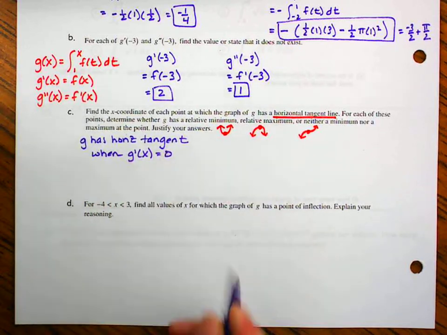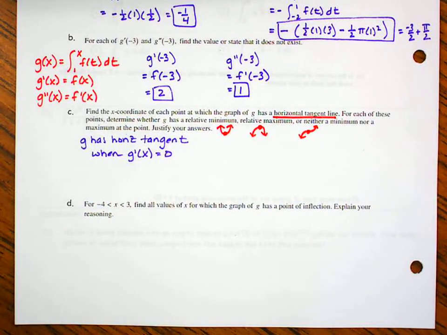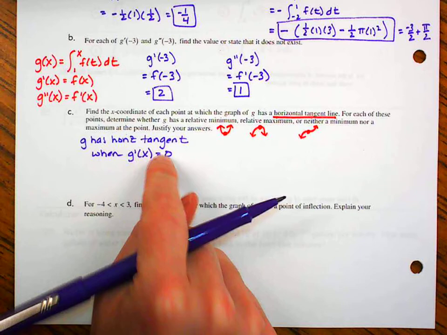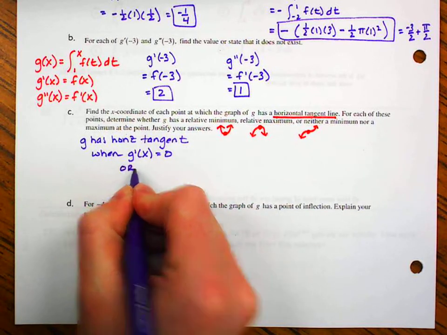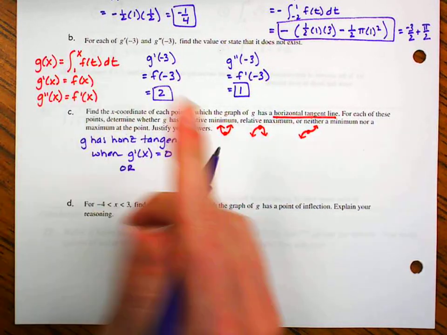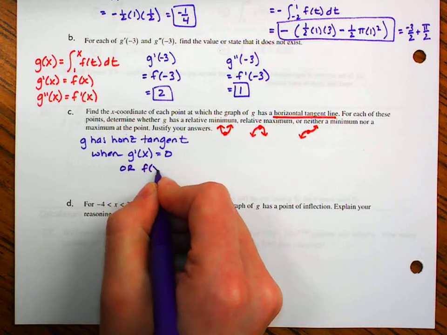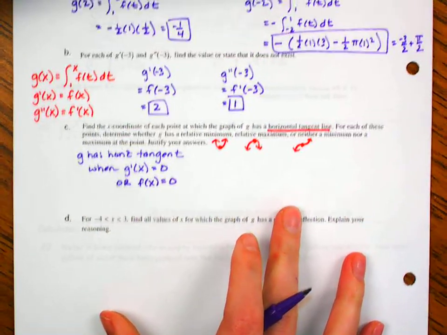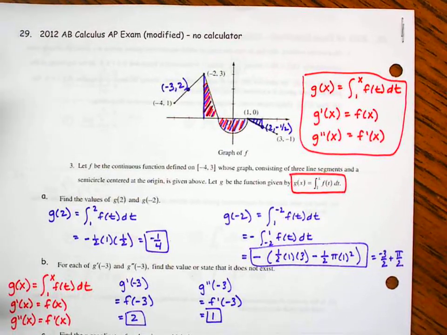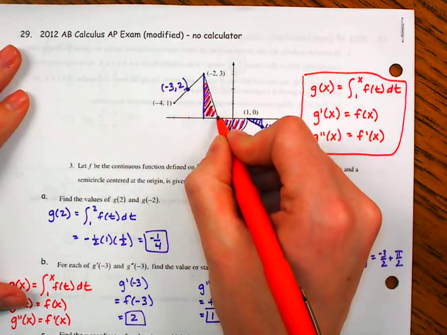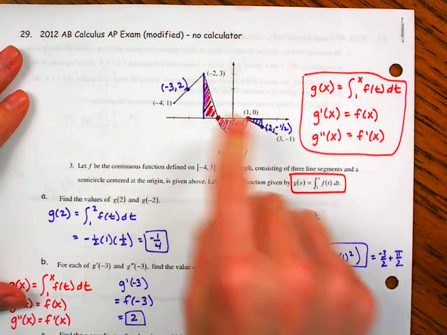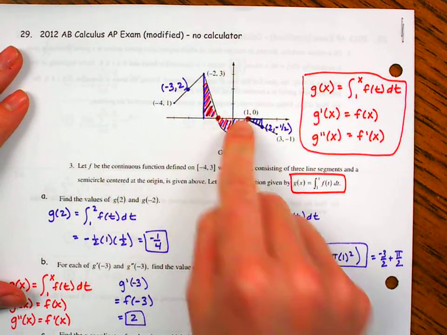Well, wait a minute. We're asking questions about g, but remember, my graph is information about f, so I need to connect this back to f. So g has a horizontal tangent when g prime is 0, or in other words, when f is 0. So let's go up here and look for that. Where is my output 0? Well, my output is 0 here. There's a y value of 0 here, and here. So at x equals negative 1 and x equals 1.